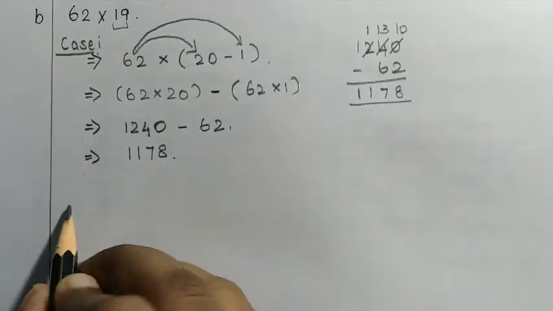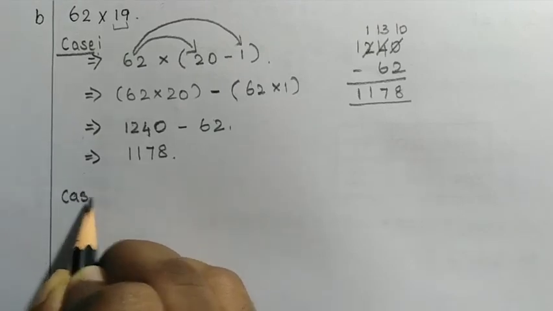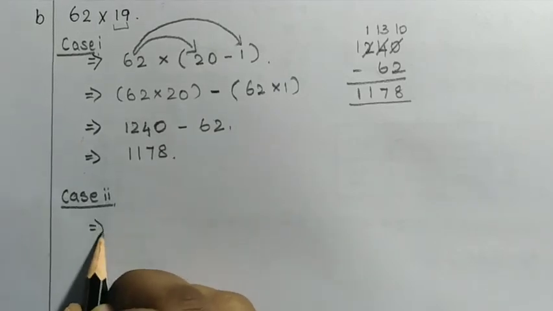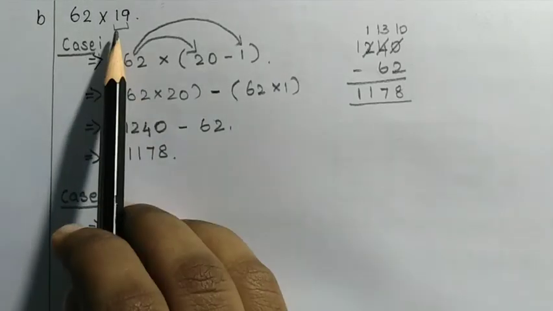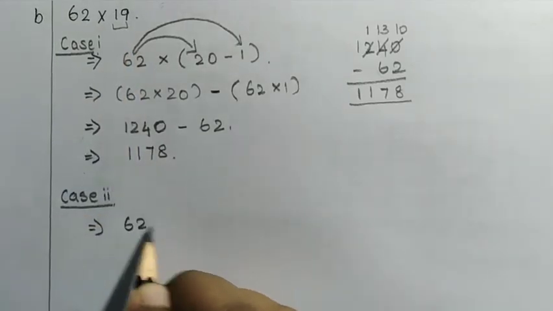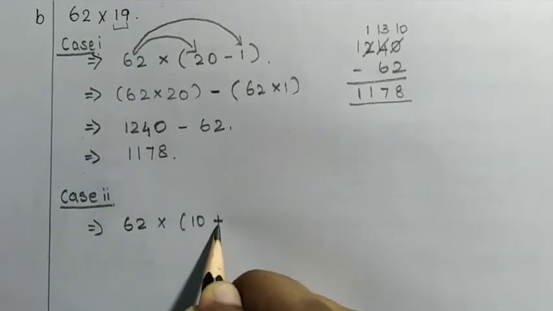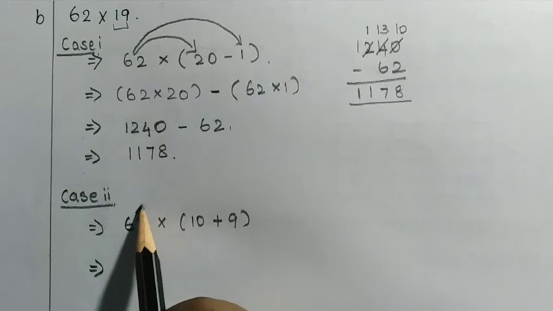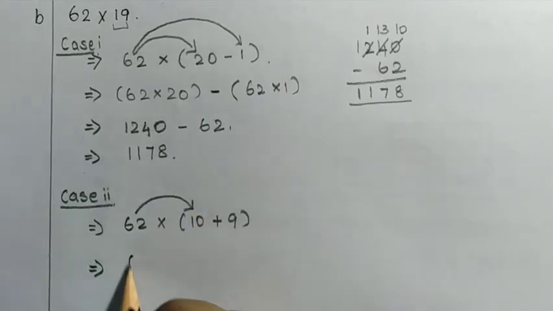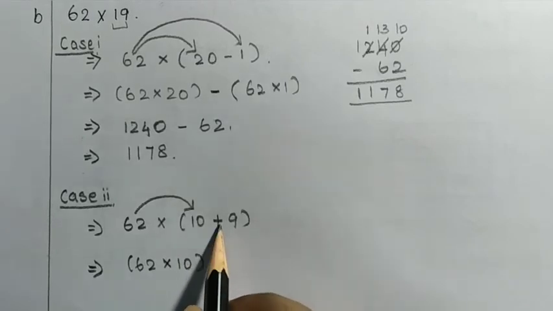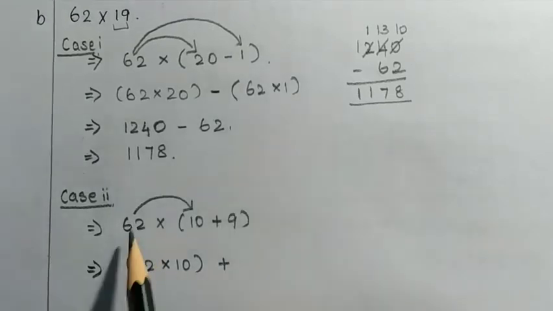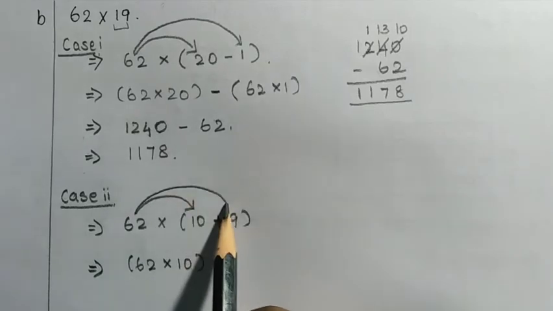Now let us try solving the same sum in another method. So here 19 will be written as 10 plus 9. So 62 into 10 plus 9. Same way we are going to multiply. 62 will be multiplied with 10 first. 62 multiplied by 10. Then we have to write the plus symbol. Don't forget. Be careful while doing the problems. Now 62 will be multiplied with 9.